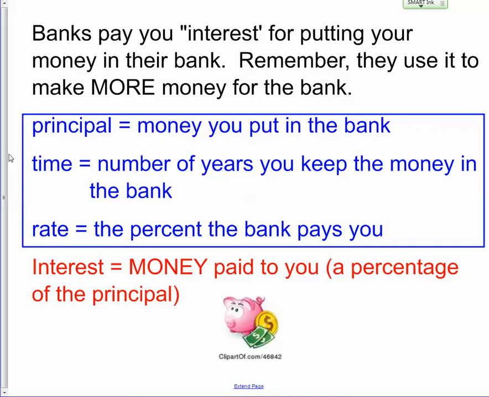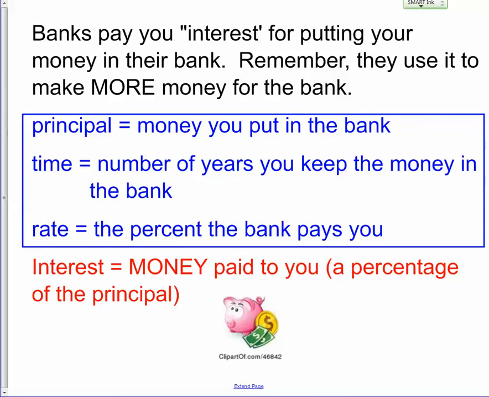And then hopefully they're going to get more of a return on their investment in a percent than they're paying you. Time is always the number of years that you keep the money in the bank, and the rate is the percent the bank pays you. So your interest is the money paid to you, which is a percentage of the principal. So the way you find that money is you multiply the principal times the time times the rate.